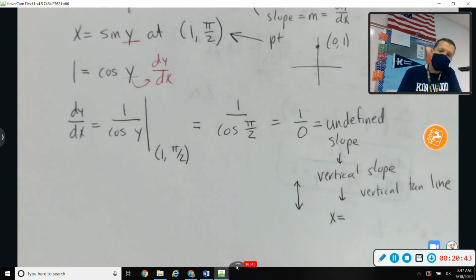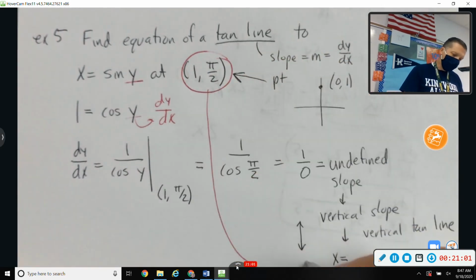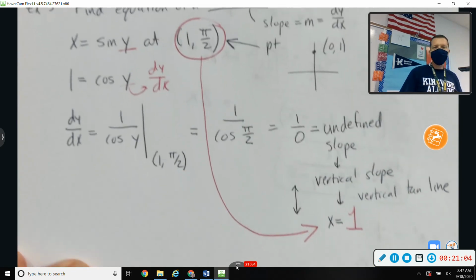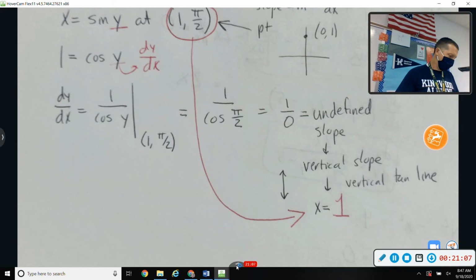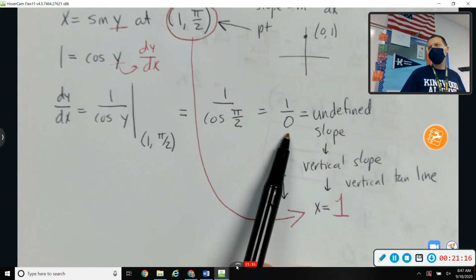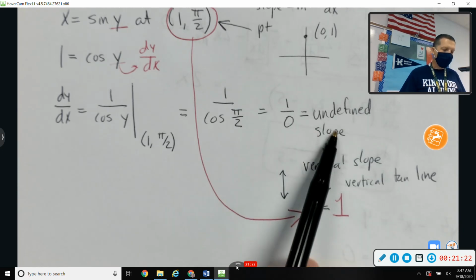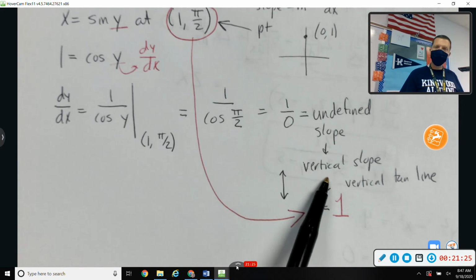So vertical slope means vertical tangent line. That means x equals something. But what does x equal in this particular problem? 1. So we go back. Our tangent line has got to go through this point. This is a different looking tangent line than we're used to, but it's got to be x equals 1 if we need it to go through that point. This is a weird problem, because usually when you get 1 over 0 in math, you just stop and say, we can't do that. But now you answered undefined. Undefined slope means it's vertical, and we can write a vertical tangent line.